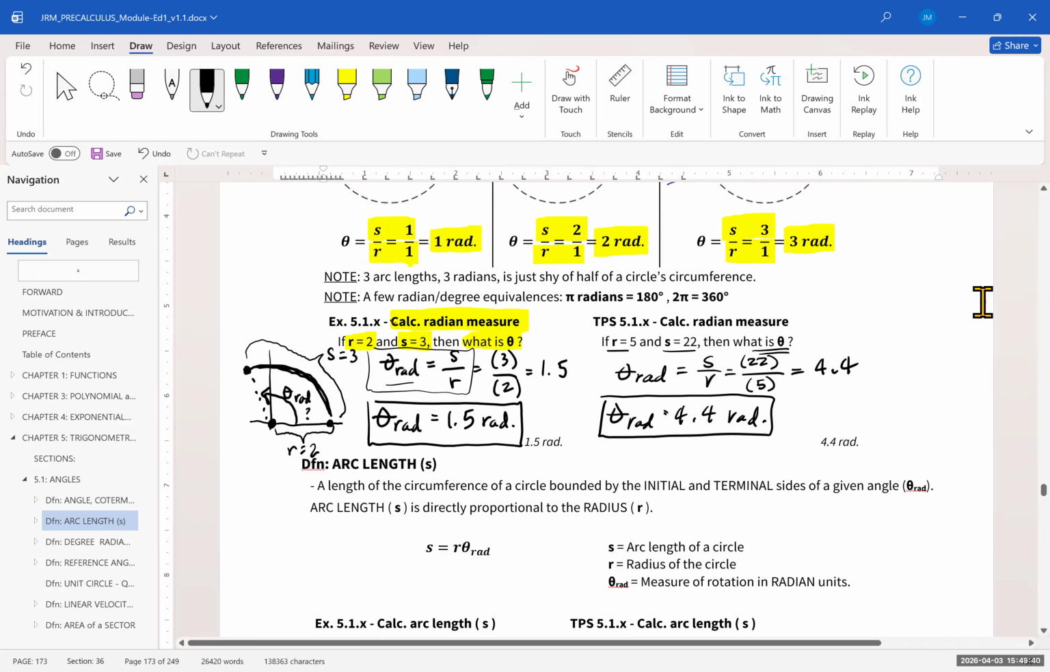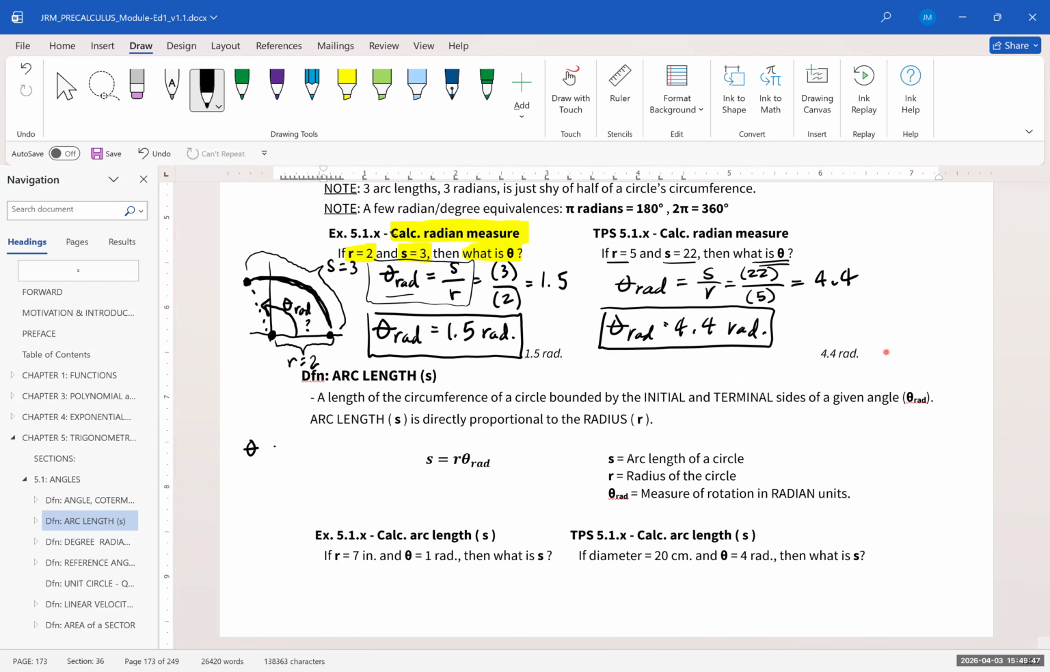Now we can take this relationship of theta in radians equals arc length over radius, and do a little manipulation. Let's take this original equation and multiply both sides by r over 1. The r's will cancel, leaving us with just arc length on one side, and on the other side, the radius times our rotational angle in radians.